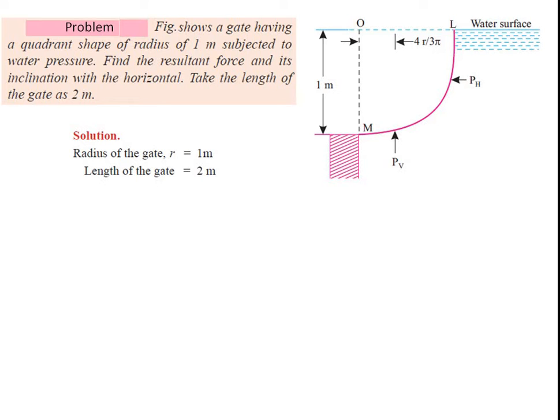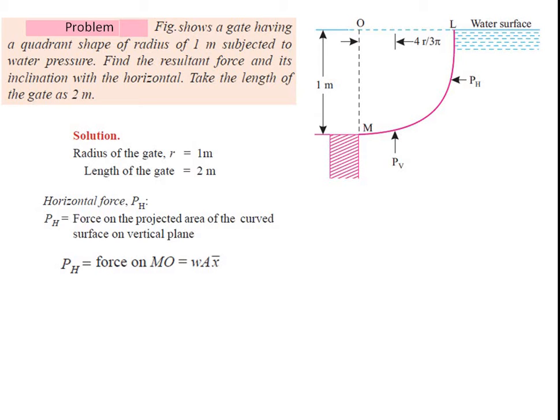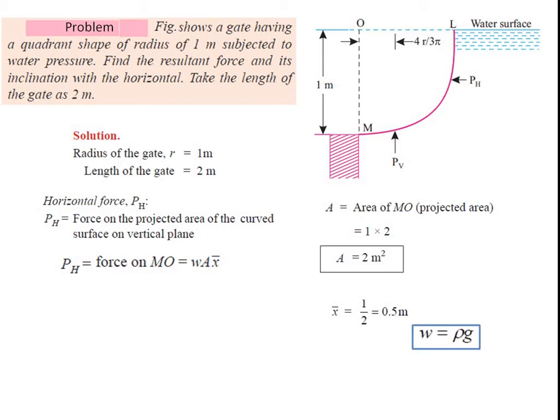So for this problem, again we will initially calculate the horizontal force. We know that radius r is equal to 1 meter, length of gate is 2 meter. Therefore PH is nothing but the horizontal force acting on a vertical plane. So it is nothing but force on MO and it is equal to W A x bar. Here A is nothing but the area of MO, which is 1 into 2, since the length of gate is 2 meter. So A is equal to 2 meter square. x bar is nothing but R by 2, which is 1 by 2, equal to 0.5 meter.